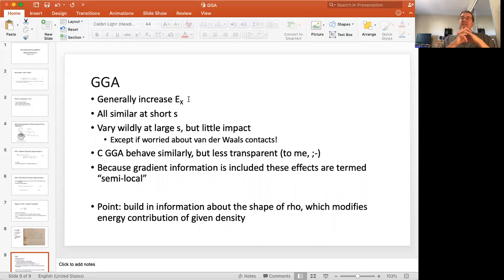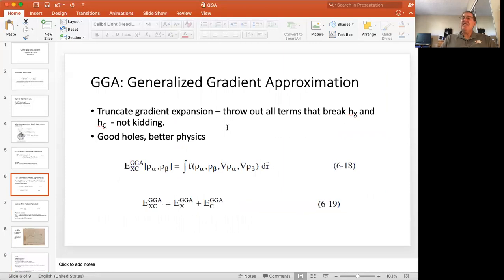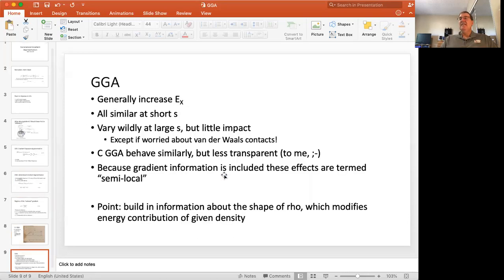And we talk about this as semi-local information. You know, there's some terminology in here that drives me nuts. So these are all evaluated at a point. That's the local part. But in comparison to LDA, it's not just the density at the point, it's the change in density at that point. So it's not really just purely local, so they call it semi-local. Hybrid functionals would be purely non-local. But the point is, we're building information about the shape of rho, which modifies the energy contribution of a given density.